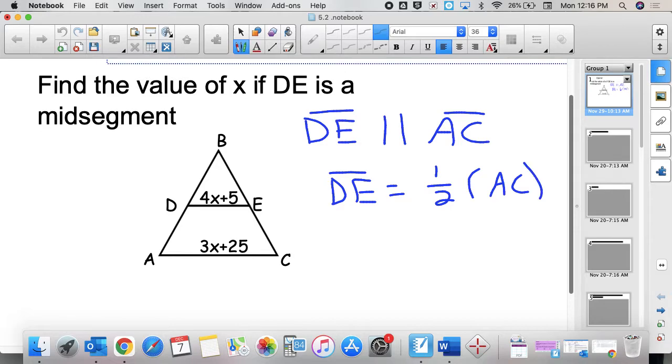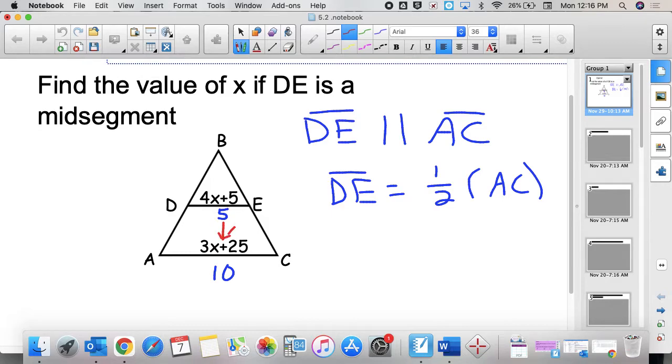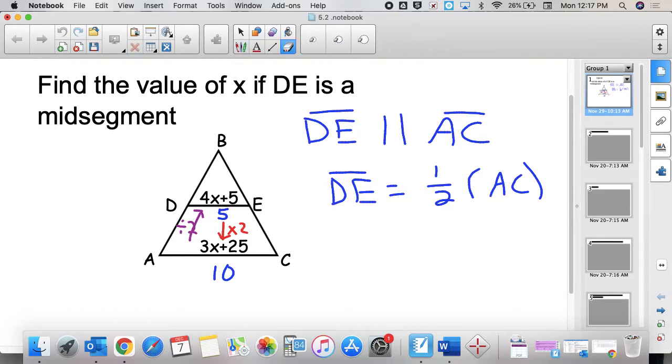So as a reminder, what that means is if DE is 5, AC is going to be 10. So we can do one of two things. We can take the mid-segment and multiply it by 2 to get the third side, or we can take the third side and divide by 2 to get back to the mid-segment. So we have to be able to do it both ways. So we can do one of those two things here.